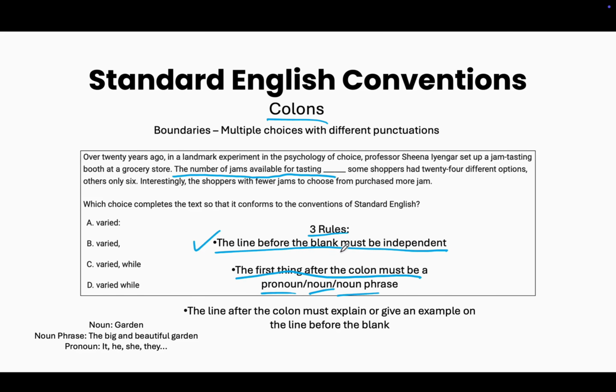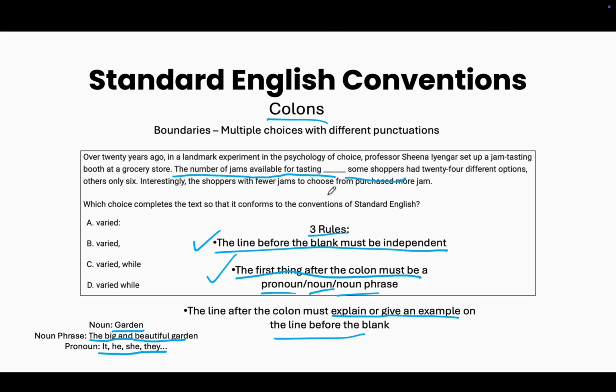A noun, for example, is garden. A noun phrase is the big and beautiful garden, and the pronoun is it, he, she, they, and so on. In this case, it says some shoppers, which is a noun phrase. So rule 2 works. Next up, the part after must explain or give an example of the part before.